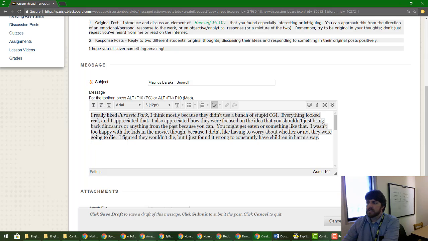I think mostly because they didn't use a bunch of stupid CGI. Everything looked real, and I appreciated that. Let's see. I also appreciated how, because I'm realizing that sounds superficial, so I'm going to try to bring it back to, because on the discussion post, it's kind of like a miniature version of a synthesis analysis essay.